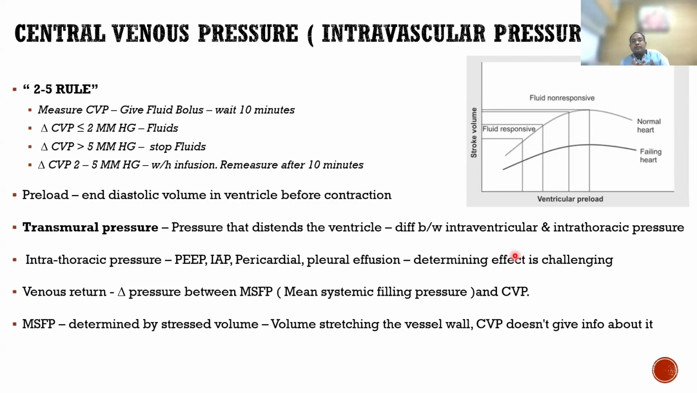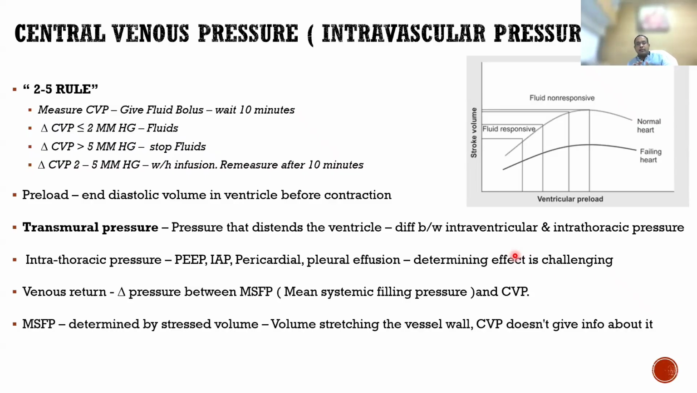So a patient with a CVP of 5 can be fluid responsive. A patient with a CVP of 7 can be fluid responsive. A patient with a CVP of 4 may not be fluid responsive. So we don't know where we are on the Frank-Starling curve. A single value of CVP is actually not predictive that the patient will respond to volume.